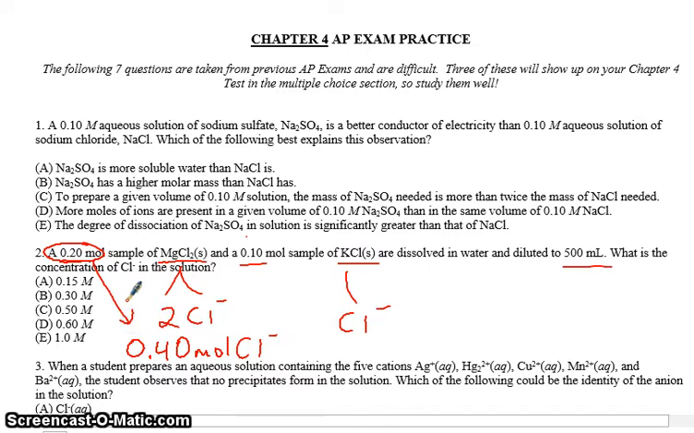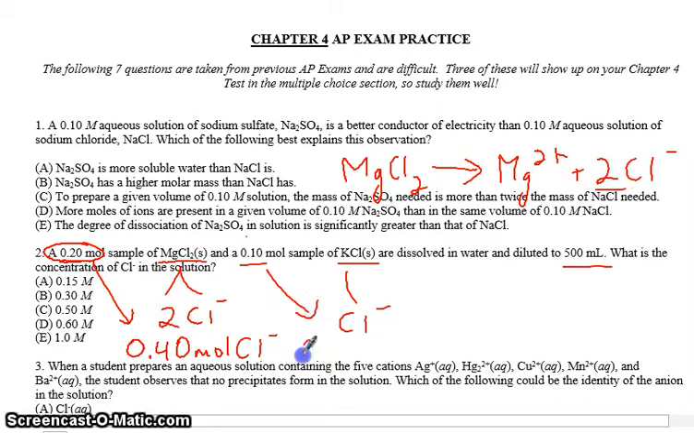One way of thinking about this is, you can write an equation showing your magnesium chloride dissociate into magnesium 2 plus and 2 Cl minuses. This is where you would see it. And so KCl just gives us 0.10. So we got 0.10 moles of Cl minus from there, for a total of 0.50 moles.